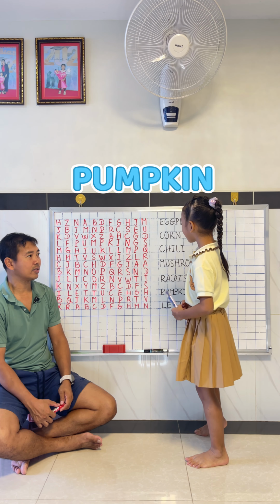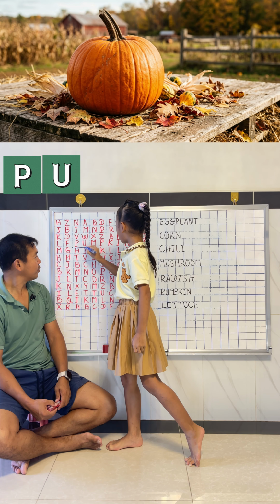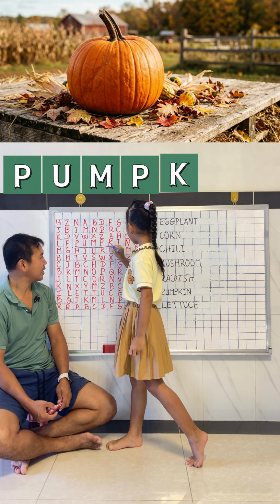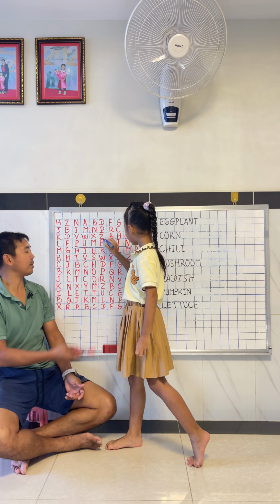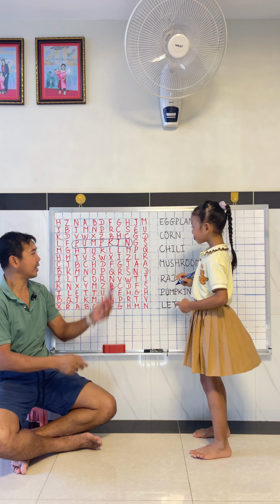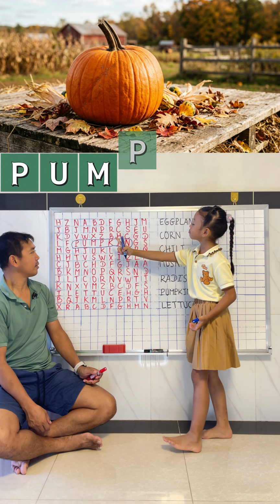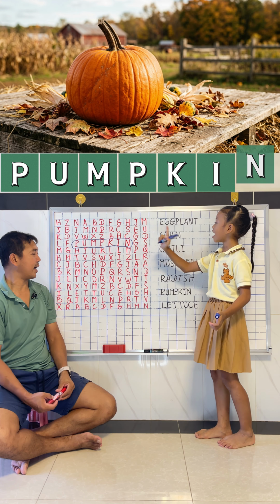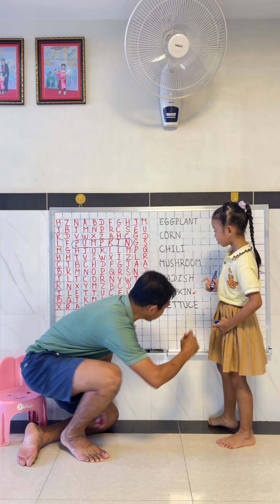So now, what do you see? You find pumpkin. Okay, please. Pumpkin. P-U-M-P-K-I-N. Pumpkin starts from letter P, finishes with letter N. So pumpkin. P-U-M-P-K-I-N. Okay, I circle pumpkin for you.